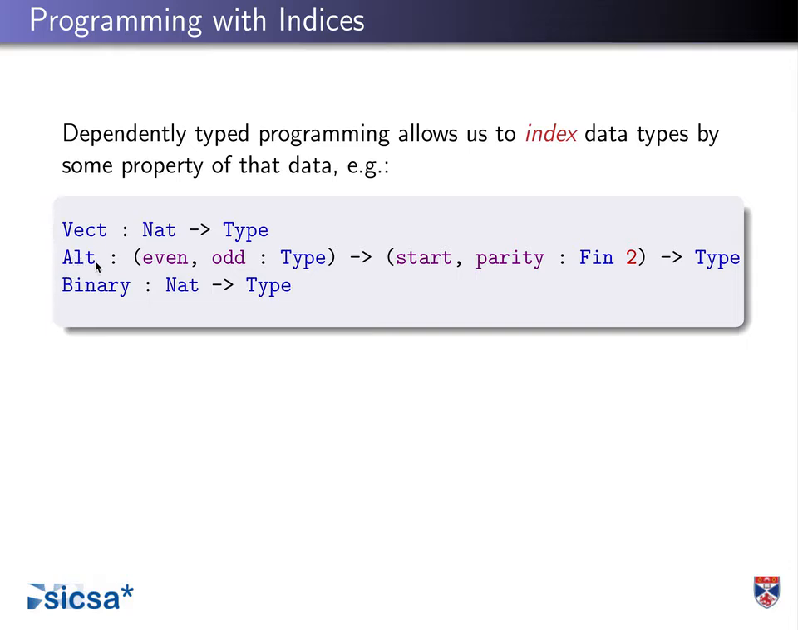Alternating lists, this is going to be my running example throughout this talk. An alternating list is a list where you have the types of the elements at even positions and the types of the elements at odd positions, and to know what the type of the first thing in that list is going to be, we have to know what the parity of the current position is. So we have even and odd types, and we say what the start parity is, the parity of the next element, and then the parity at the end of the list.